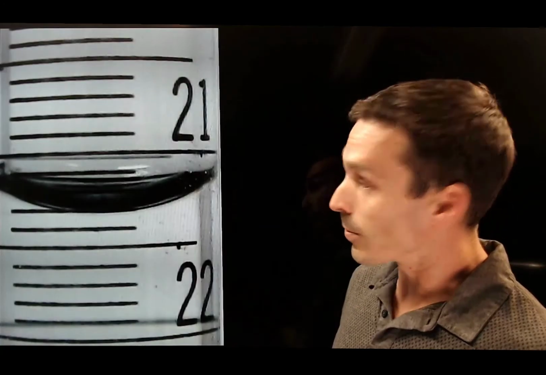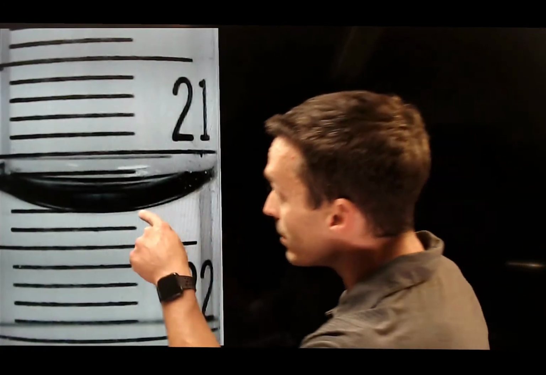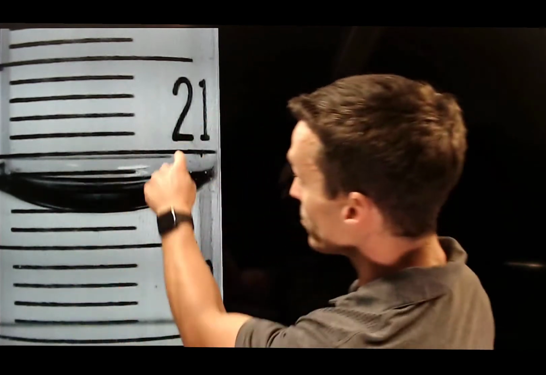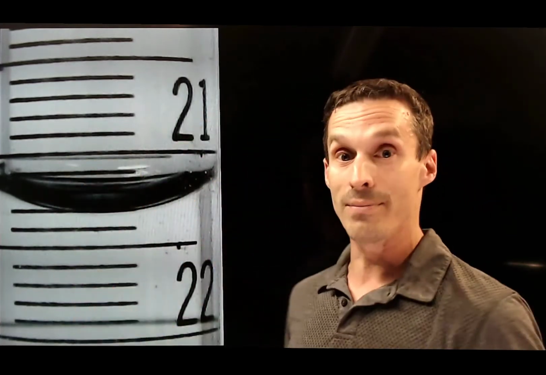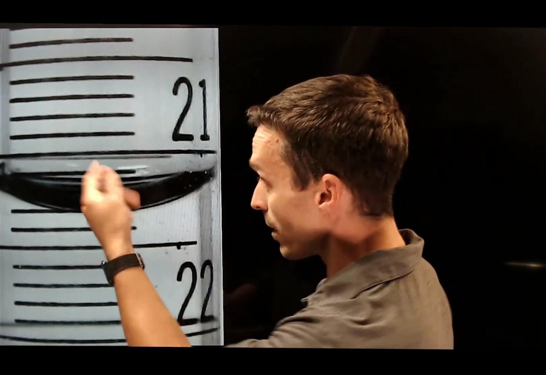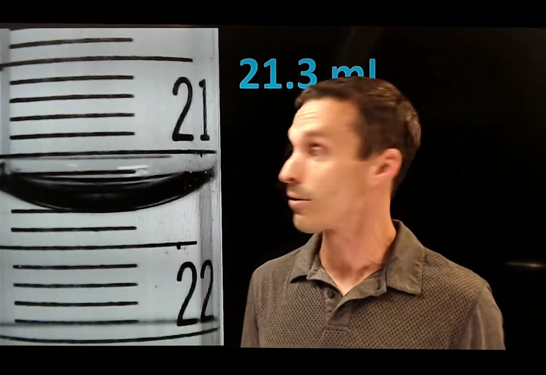Why? Now, you're probably already aware that you can read this number by looking at all the divisions. So 21, 22, I count 10 tick marks. So 21.3, right? That's the correct answer.